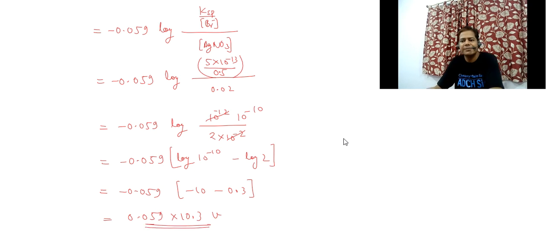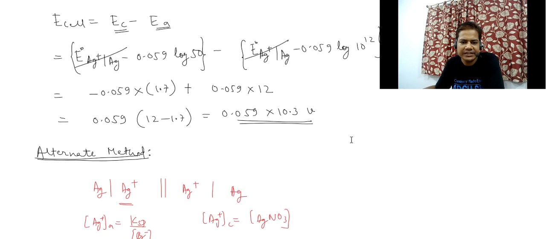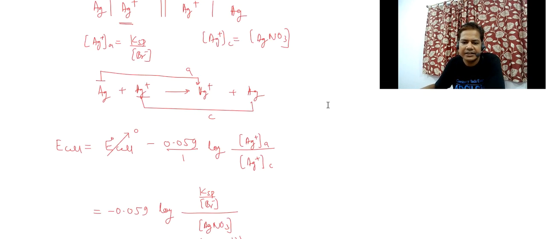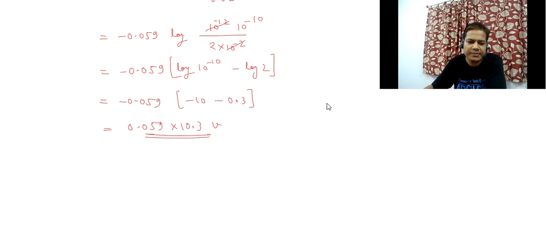So this is a simpler method, shorter method. Let us look at the answer which we had gotten earlier, 0.059 into 10.3 volts, and the lower one is also the same answer. So we have gotten the same answer. Definitely we'll get the same answer. The answer will not change irrespective of the method.